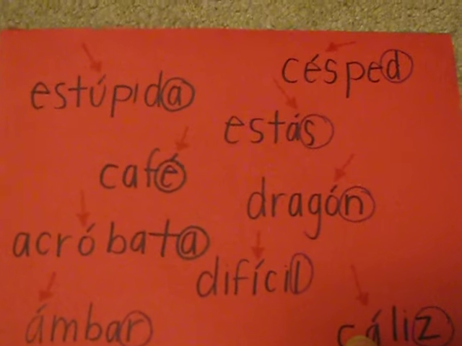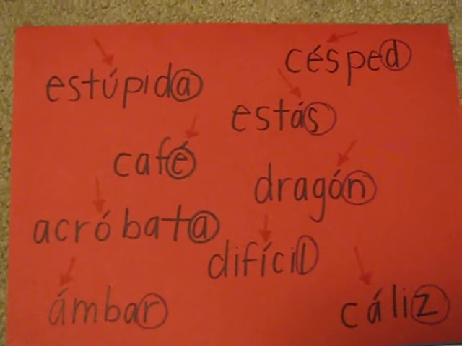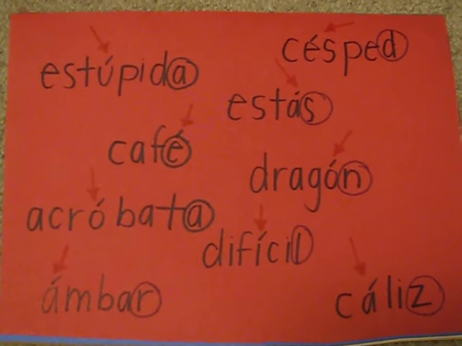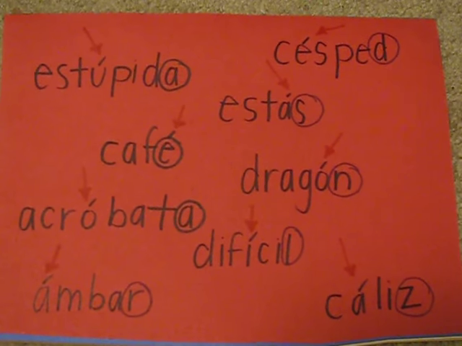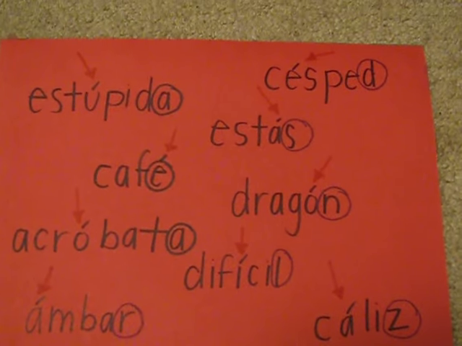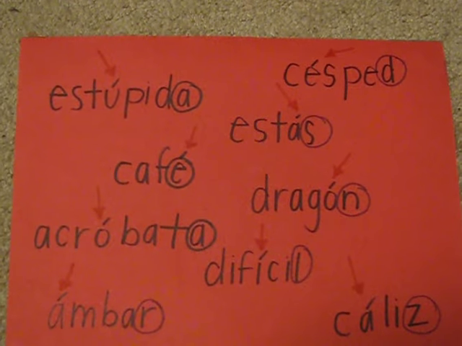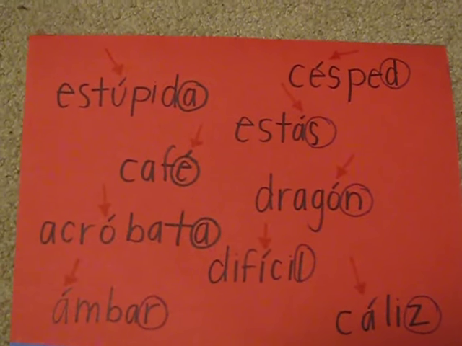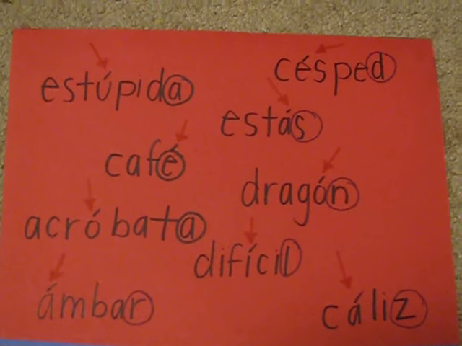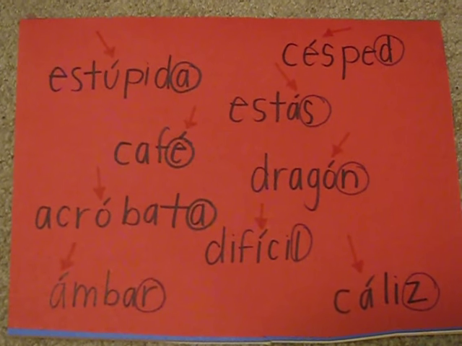Here are some other words that need written accents. Estúpida, café, acróbata, ámbar, difícil, cáliz, dragón, estás, and césped. Now you know how to pronounce any Spanish word you may come across by learning Spanish accents in plain English.